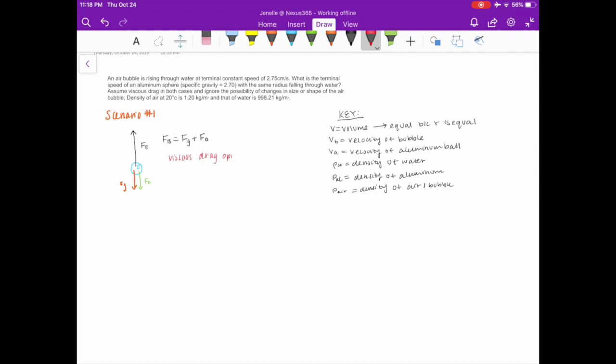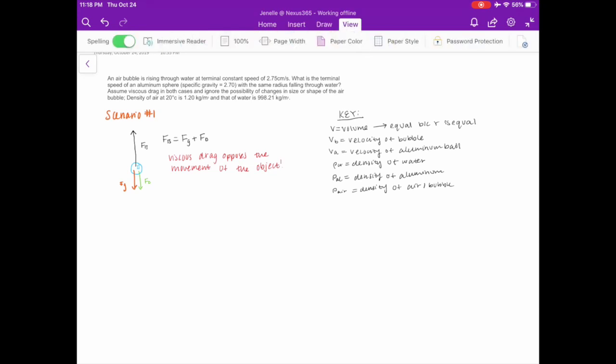And a reminder about viscous drag force: viscous drag is kind of like friction, as in it always opposes the movement of the object. In this case, our air bubble is moving upwards, so that's why we know the viscous drag must be opposing this upward movement and pointing downwards.